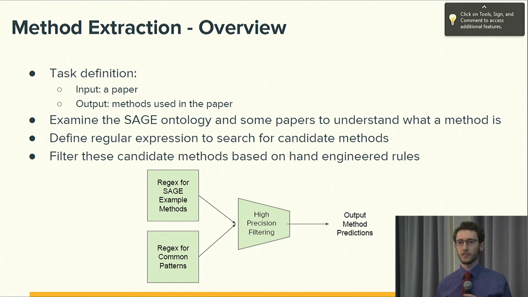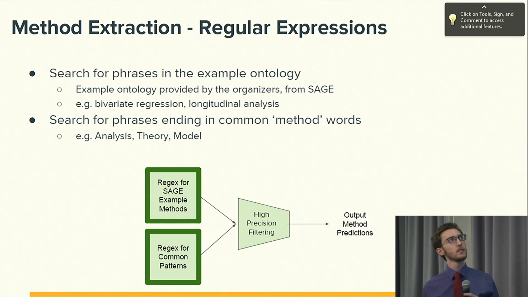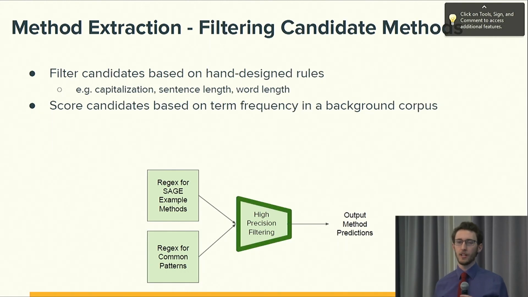simple rules of things that we expect to look like a method, and then filtering these to be high precision. So we wrote rules to search for the Sage ontology. Some examples of what's in here: bivariate regression, longitudinal analysis. We've seen some other examples in previous presentations. And then we also search for phrases that end in common method words, so analysis, theory, model, things like this.